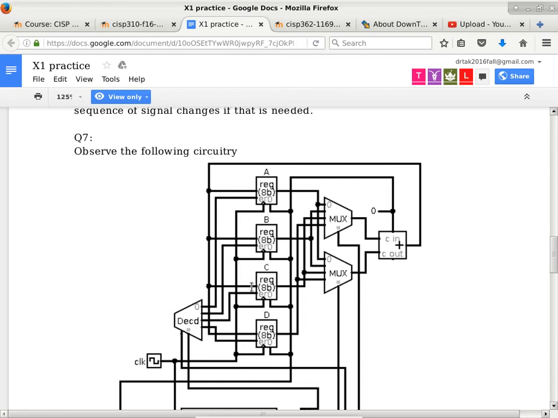A demultiplexer is doing the reverse of a multiplexer, where you have 1 single input, but you have multiple outputs, and you're selecting which output connects to the input. But a decoder is like a demultiplexer, where the input is always a 1. So you're just saying, okay, I'm going to output a 1 anyway, but who's going to get it? And the select pin selects that.